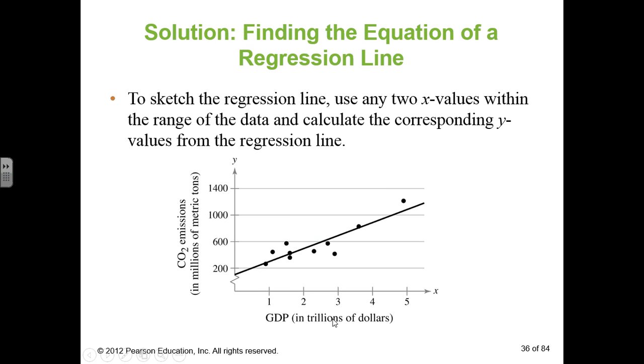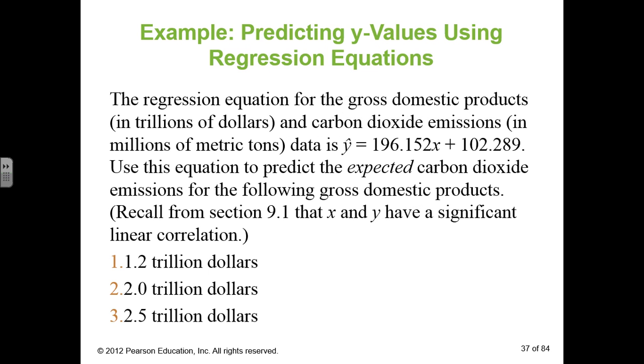If we wanted to sketch that line, you plot the y-intercept and then use the slope to come up with another point. You can also use the point x bar, y bar and the y-intercept. Once you have 2 points on a line, you can then draw the line. And we can see this looks like a fairly strong positive linear relationship, which is what we realized in 9.1 when we found the correlation coefficient for this set of data.